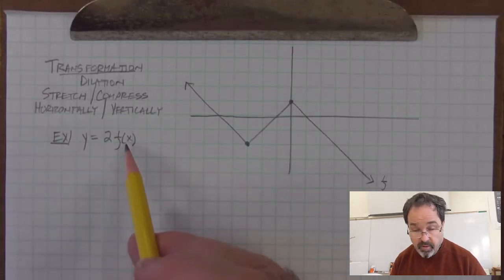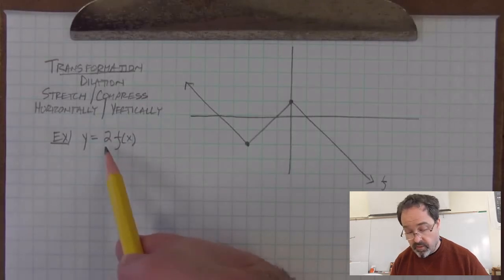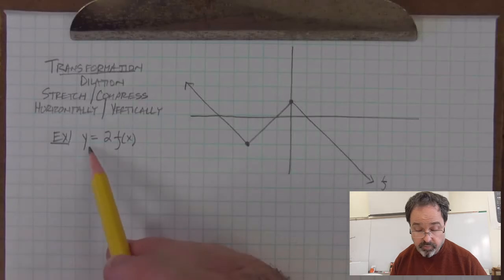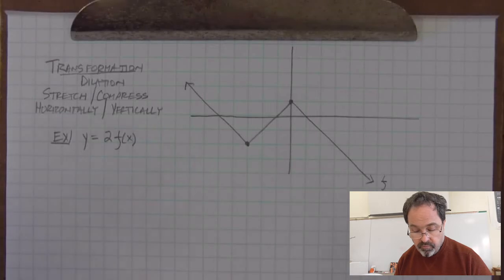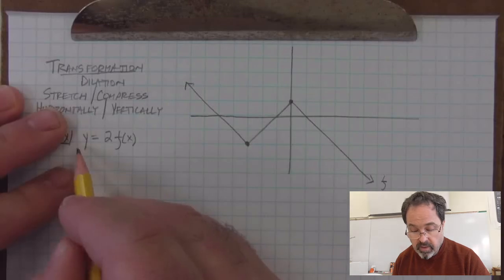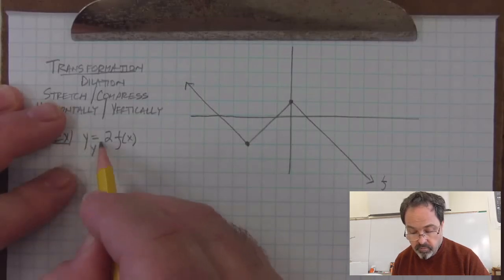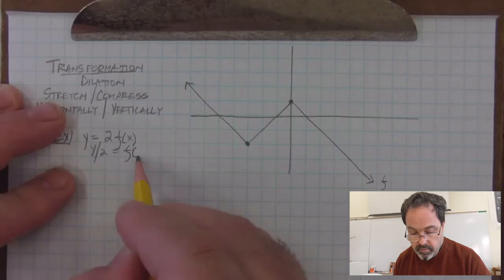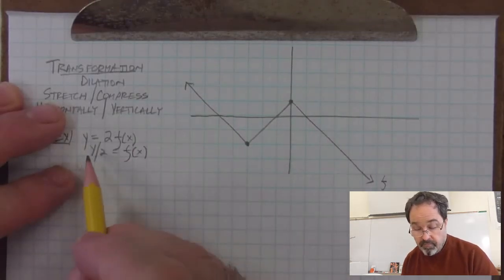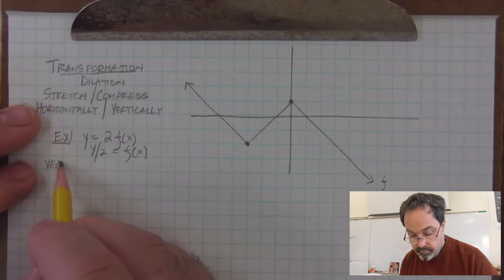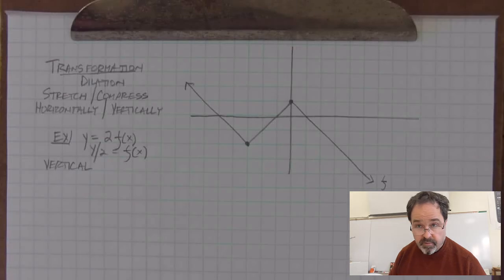This 2 is not grouped with the x inside of the parentheses. This 2 is affecting the vertical axis. It's going to be a vertical transformation or a vertical dilation. So it's best to group the 2 with the y because that's the axis it's going to affect. I'm going to divide both sides by 2 to group it with y. So this is going to be a vertical effect. It's going to be a dilation because it involves multiplying or dividing the variable.